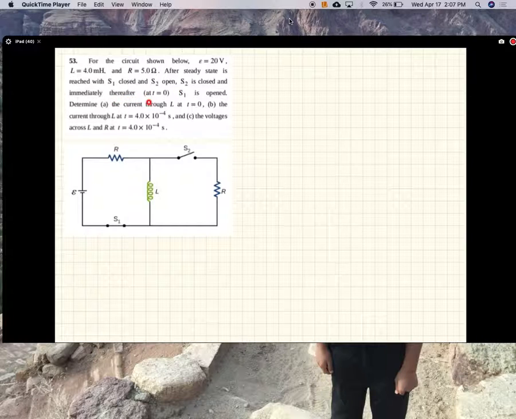Immediately thereafter, S1 is open and S2 is closed. Then you open S1, meaning removing the battery, and close S2. But remember, energy was stored here, so that will drive a current through here.